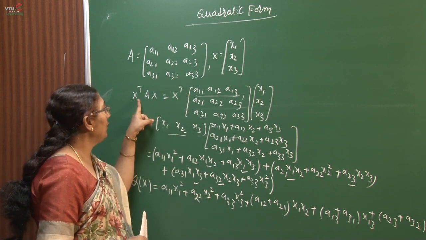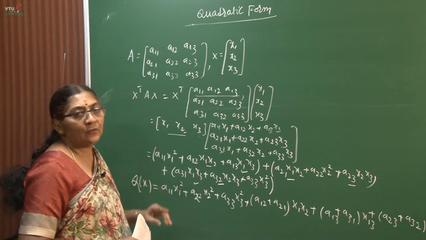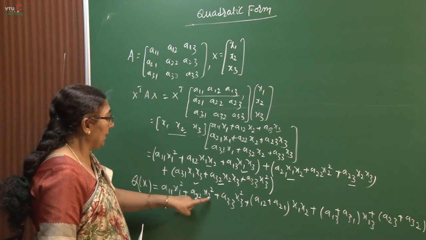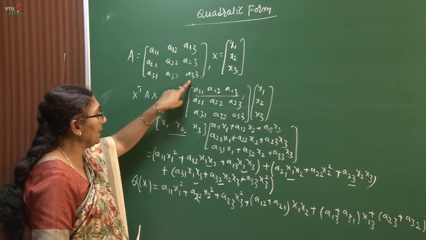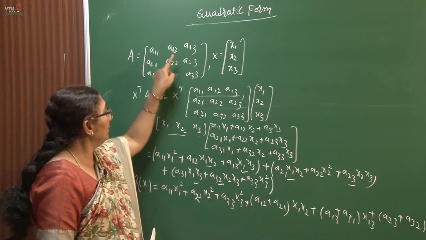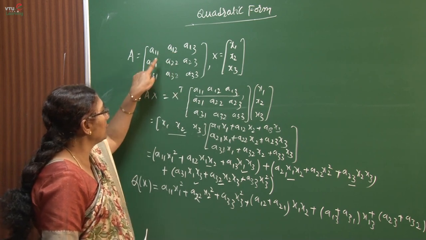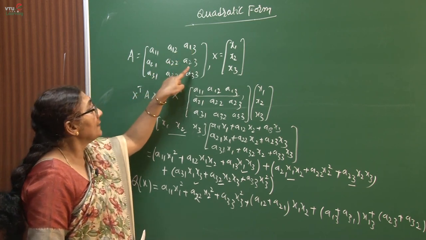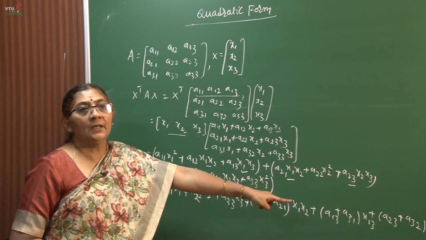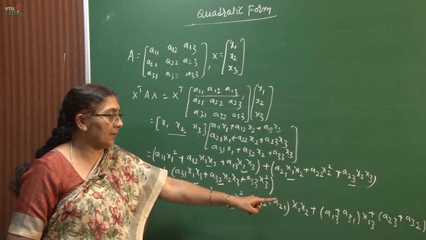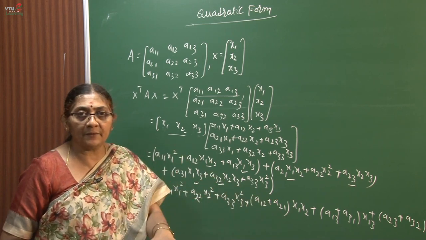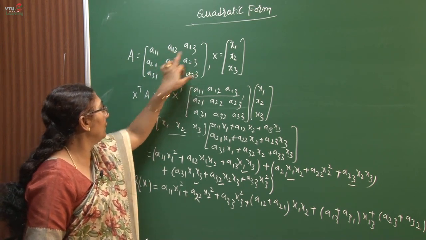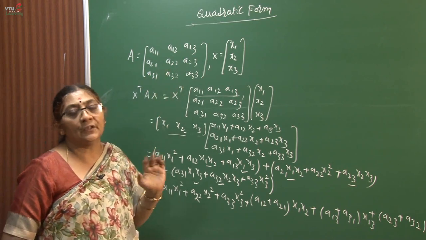How to express the quadratic form? Take X transpose A into X, that gives us the quadratic form. Observe carefully, this is very very important: the coefficient of x1 square is A11, and the coefficient of x2 square is A22, the diagonal values. A33 is the coefficient of x3 square. The sum of A12 and A21 is the coefficient of x1 x2. The sum of A13 and A31 is the coefficient of x1 x3. The sum of A23 and A32 is the coefficient of x2 x3. Keep this in mind, because sometimes they ask to write the quadratic form from the matrix form, or the matrix form from the quadratic form.